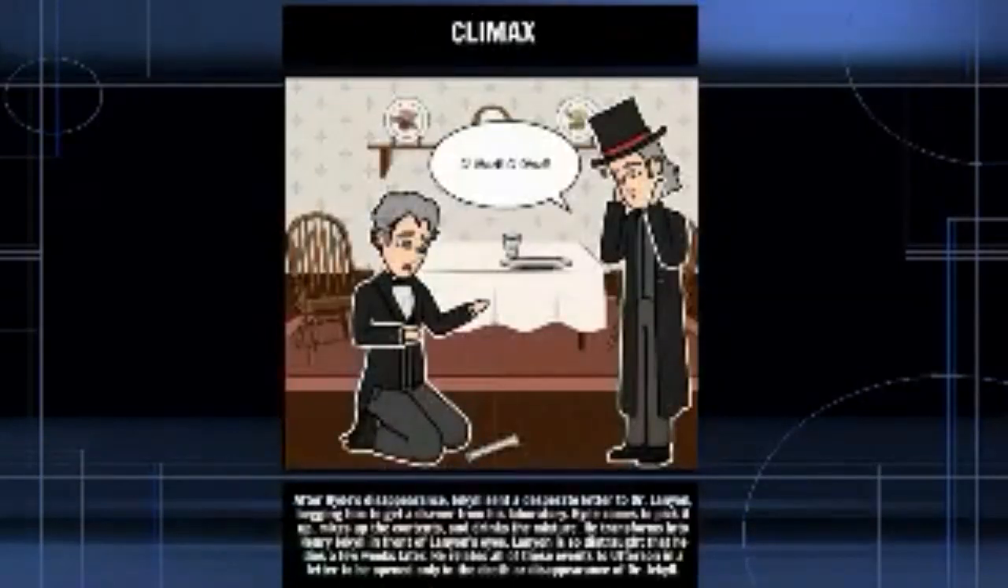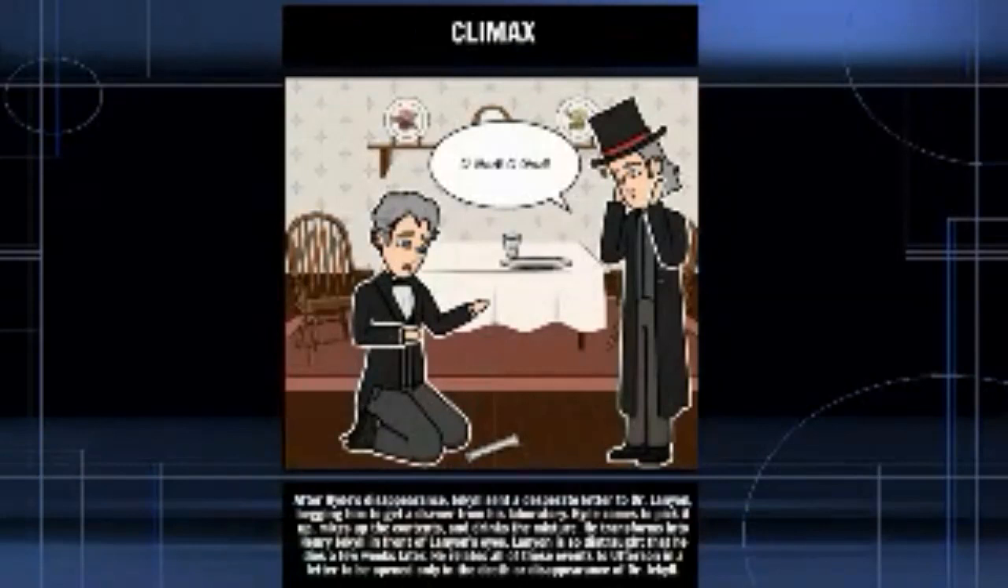After Hyde's disappearance, Jekyll sends a desperate letter to Dr. Lanyon, begging him to get a drawer from his laboratory. Hyde comes to pick it up, mixes the contents, and drinks the mixture. He transforms into Henry Jekyll in front of Lanyon's eyes. Lanyon is so distraught that he dies a few weeks later.